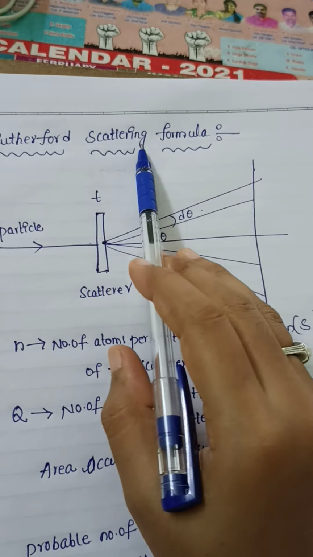The number of alpha particles that strike the unit area of the scatterer is called Q. And next, the area occupied by that unit area.